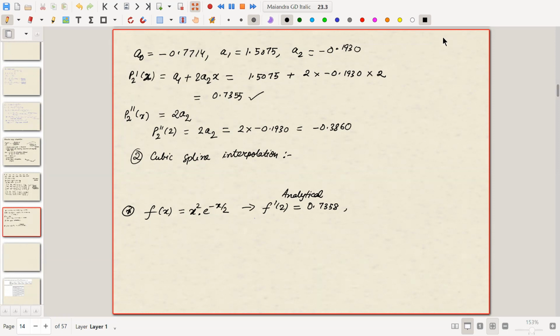Okay. F double prime of 2 will be minus 0.3679. Here we ran a bit at a loss, because it's accurate up to just 1 decimal place. It is minus 0.3860 numerically, but analytically it is minus 0.3679. And it is explainable. Why? Because the higher order derivative you take, triple derivative, fourth derivative, the more errors you will encounter.